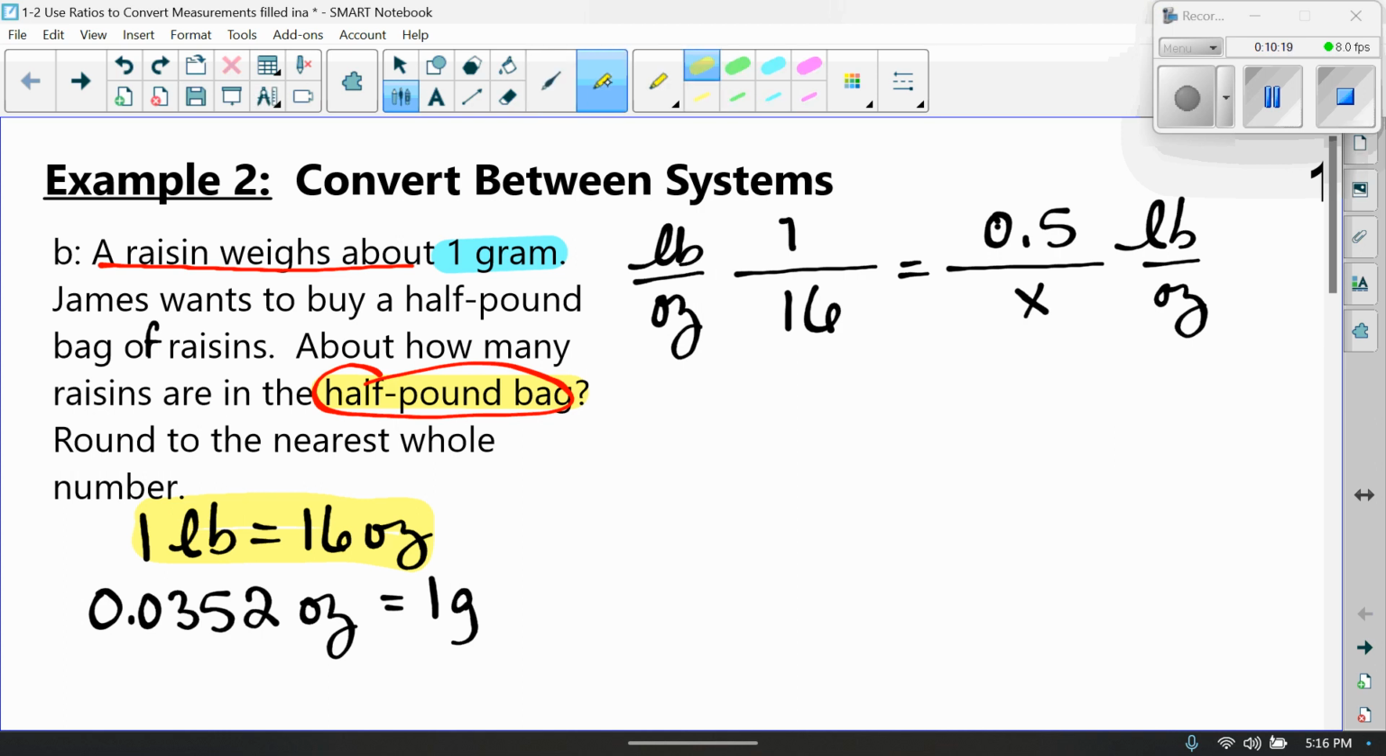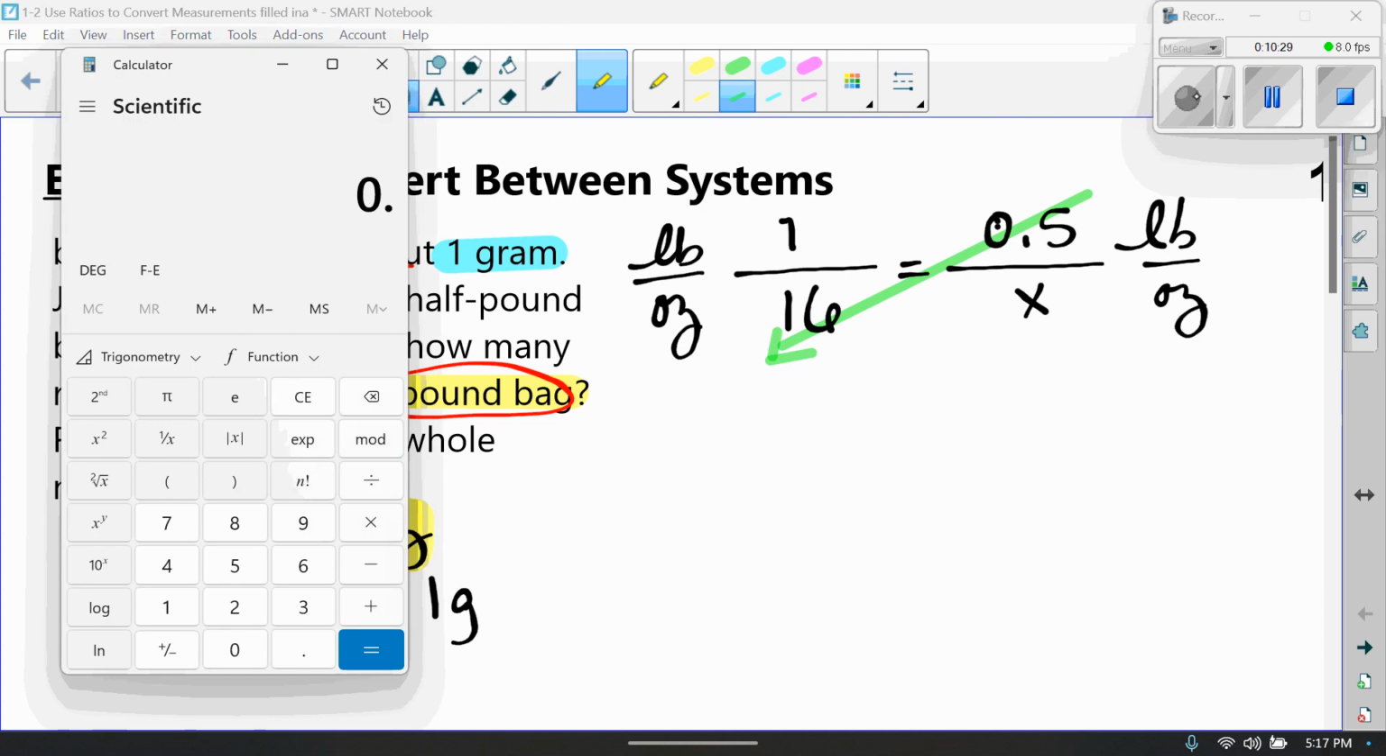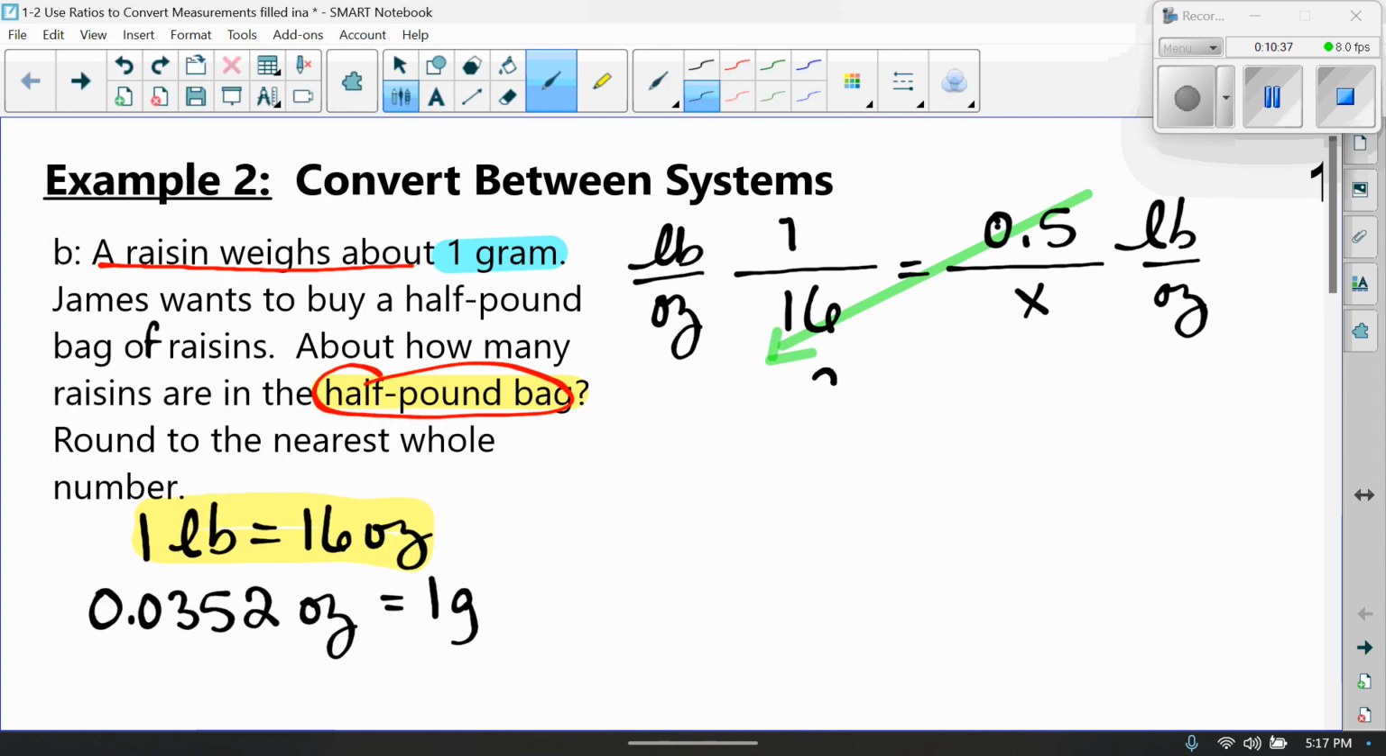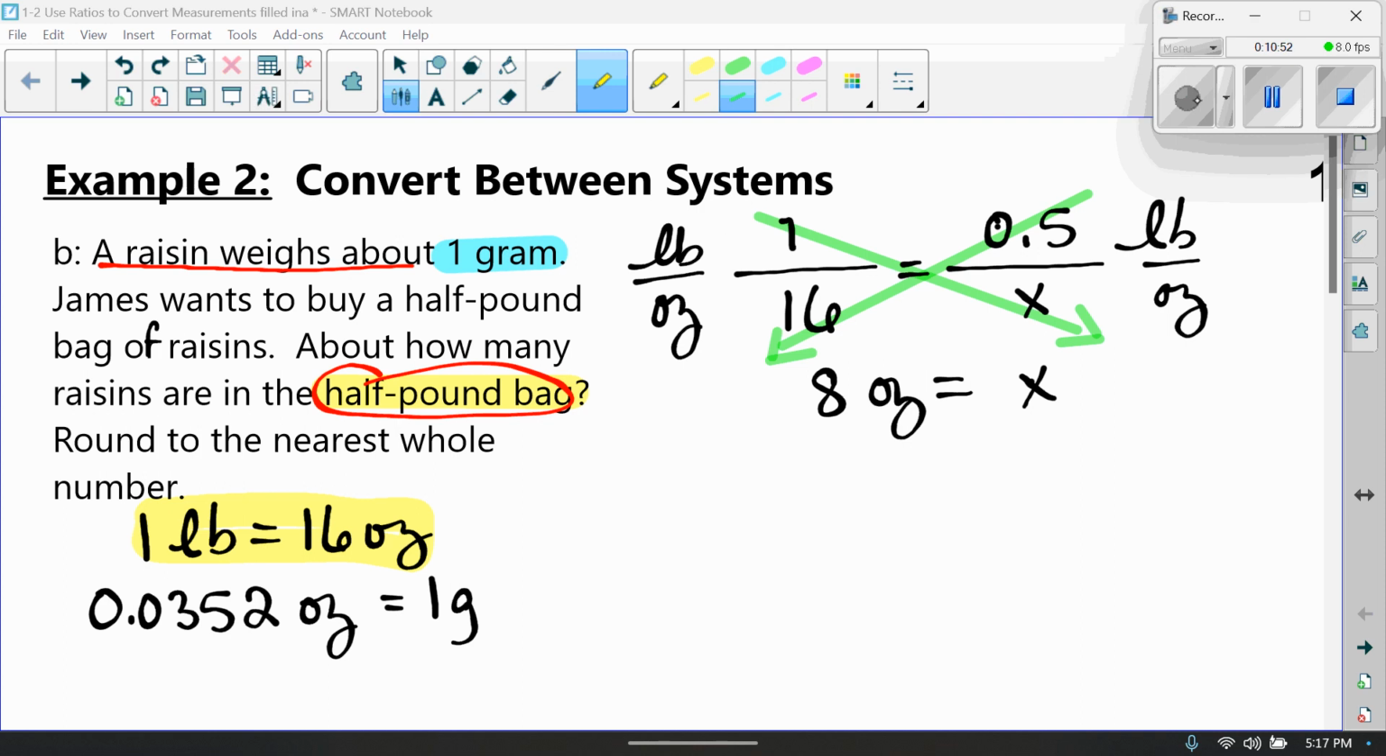So now we're going to cross multiply. On this direction, we're going to multiply 0.5 times 16, and that gives us 8. And on the other side, we have 1 times x, which is x. So this is going to be 8 ounces. My goodness, we could have just divided by 2, right? Good gracious.